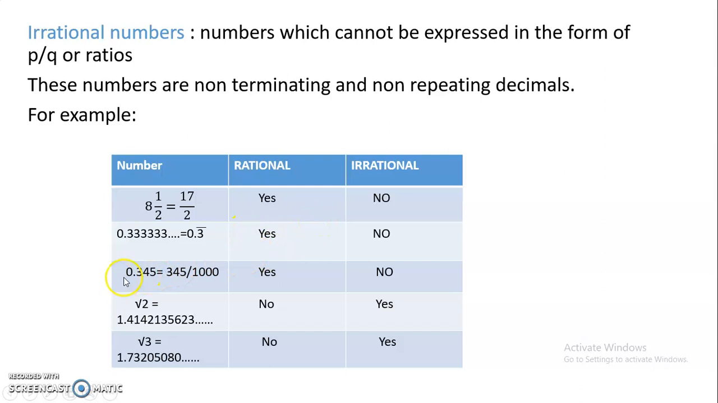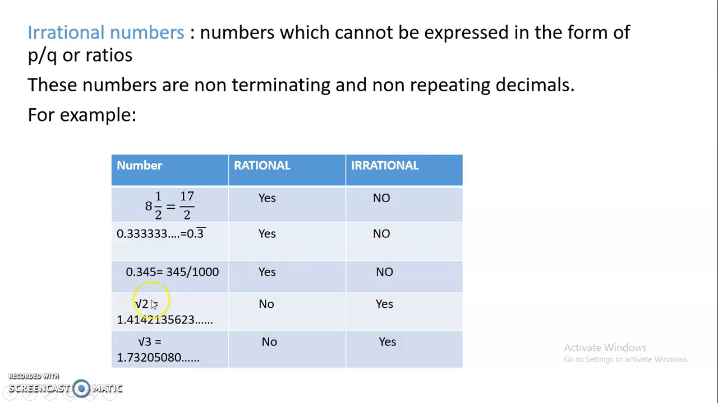Then see the next example, 0.345. If we remove this decimal, we have to put as many zeros in the denominator as many digits are after the decimal. So this becomes 345 divided by 1000. So this also becomes in the form of p by q or in the form of ratio. So again, this is a rational number, not the irrational number.